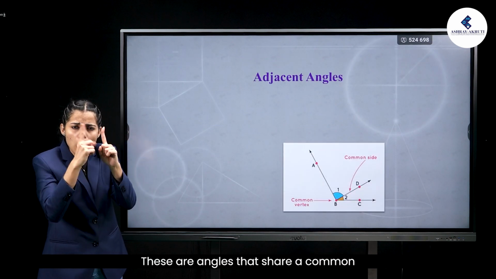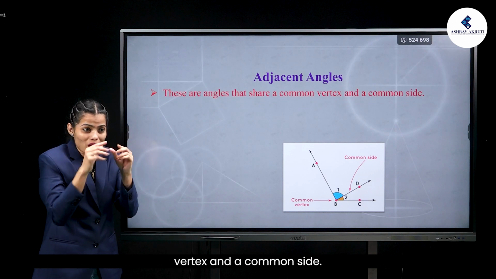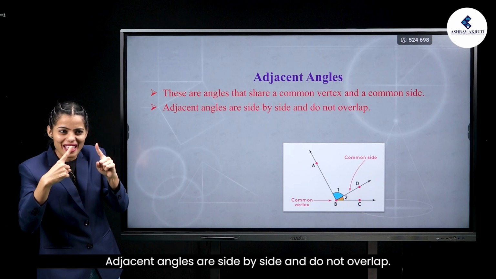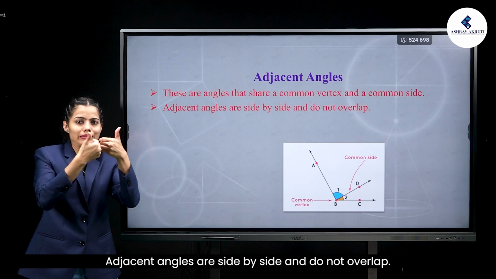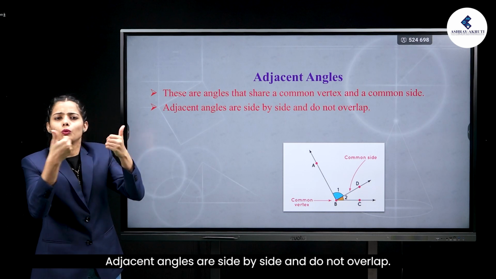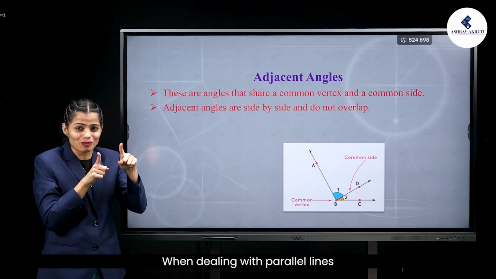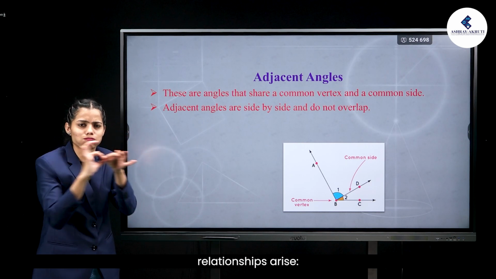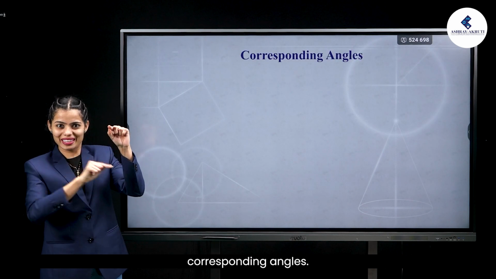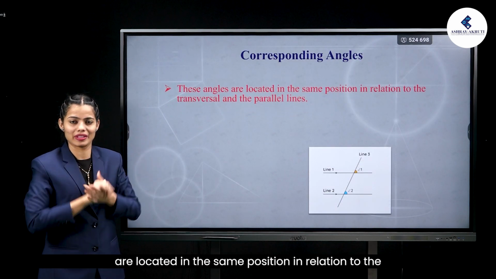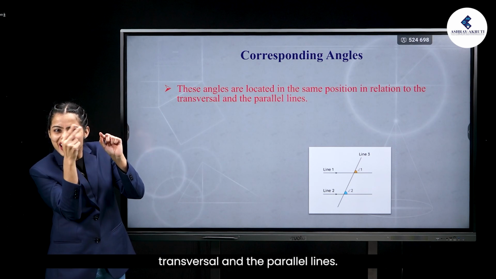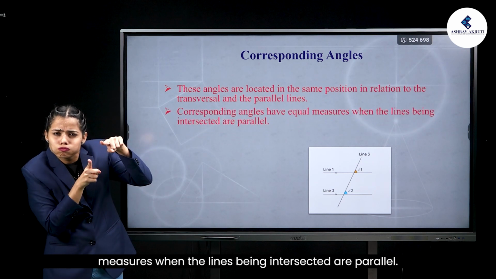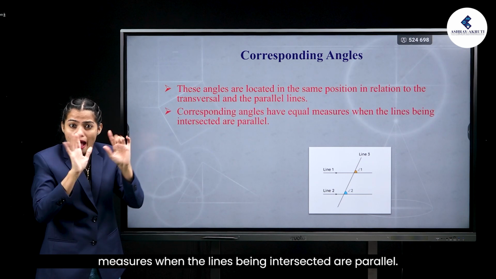Adjacent angles. These are angles that share a common vertex and a common side. Adjacent angles are side by side and do not overlap. When dealing with parallel lines and a transversal, additional angle relationships arise. Corresponding angles. These angles are located in the same position in relation to the transversal and the parallel lines. Corresponding angles have equal measures when the lines being intersected are parallel.